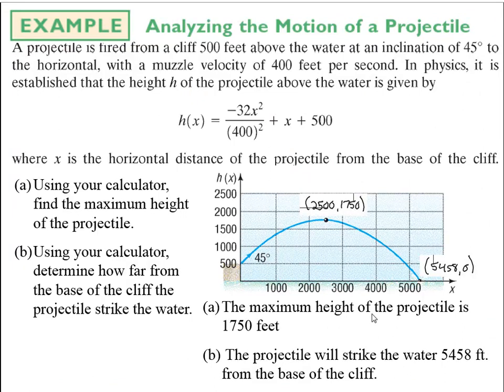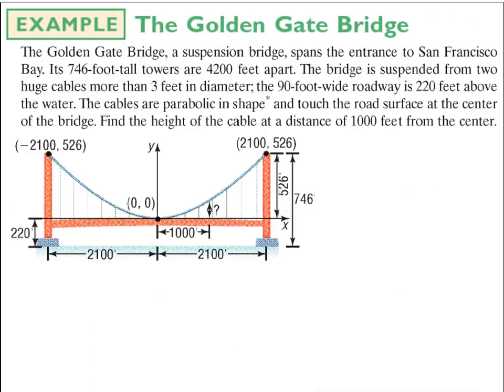Okay, so in summary here, the max height of the projectile was 1,750 feet. That was my y value, and the projectile would strike the water about 58 feet from the base of the cliff. Okay, so the last example we're going to look at here is another problem where they don't give us the equation of the parabola, so we're going to have to build this equation. So let's take a look at this problem real quick.